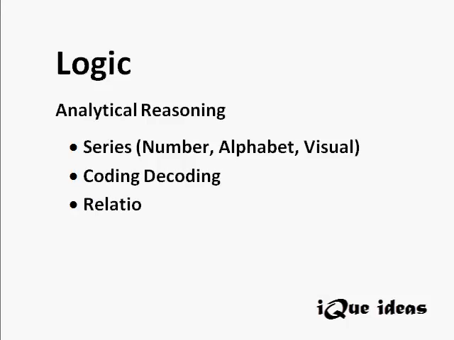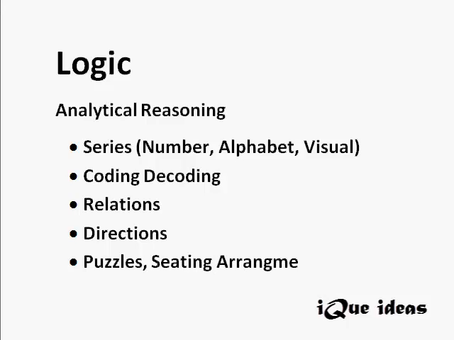Then you must be able to understand the relations given between people and how to identify what is the relation between A and B. One other important section is directions, where you are given a set of instructions and you have to trace the path of the person. You can have different puzzle based questions where you are given a set of clues and you have to analyze the given data. Table based puzzles is the most common type of puzzles which are asked. Another variation of puzzles is seating arrangement.